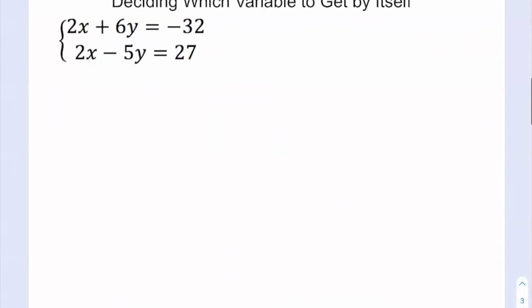So, deciding which variable to get by itself. I like to highlight so you can see all the variables. You know me and color coding. I think it's easiest to work when you can color code things. So I have 6y, a 2x, and a negative 5y.